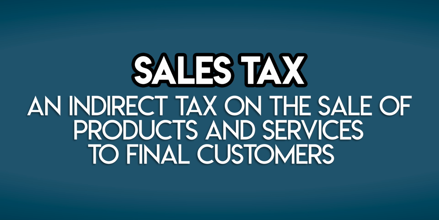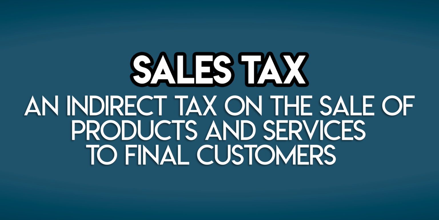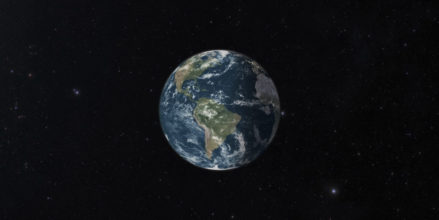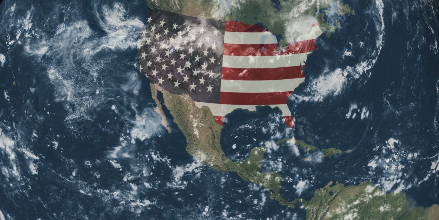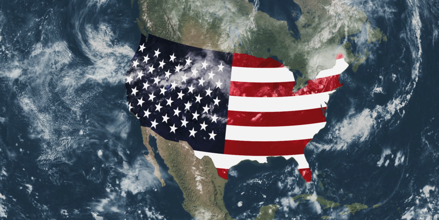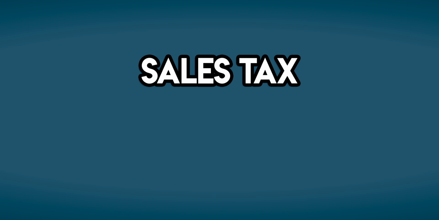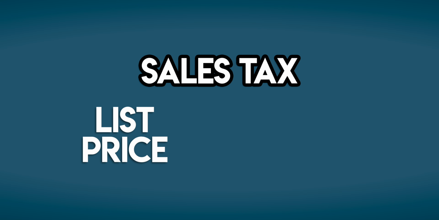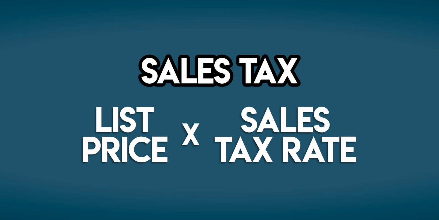It's a consumption tax triggered by the customer when they buy something. You can find it on bills and invoices in the US, where it's a large source of revenue for many states. Sales tax is equal to the list price of an item multiplied by the sales tax rate.